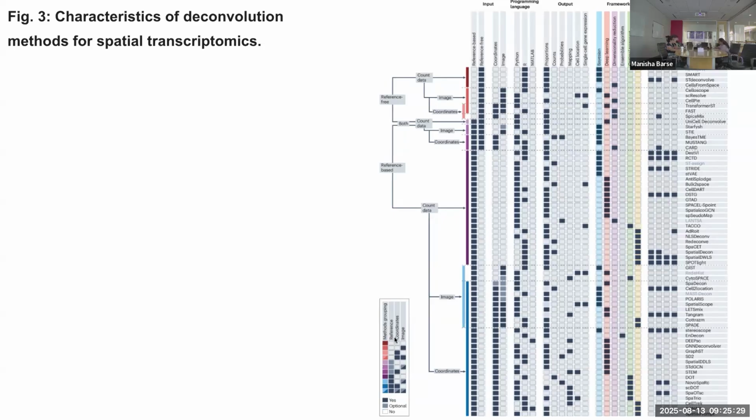Also, the colors tell us whether it requires the reference or not, whether the reference is optional, and whether it requires the coordinates or the images. If it's the dark color, it requires the reference, the coordinates and the image, and the half shade shows that it is optional, or it might need the image data. So this was a good table which summarizes all the different types of methodologies and frameworks together in this particular image.